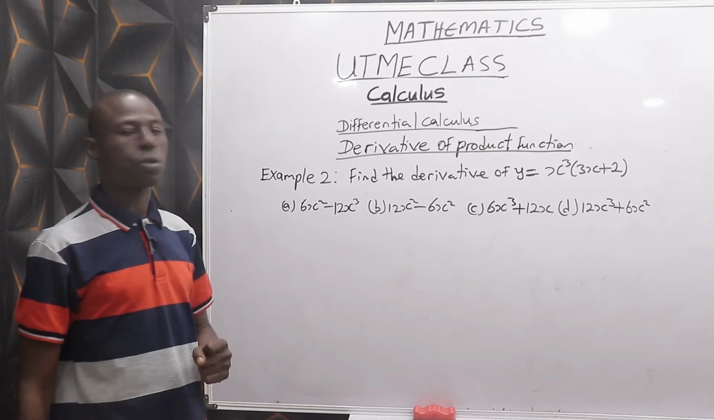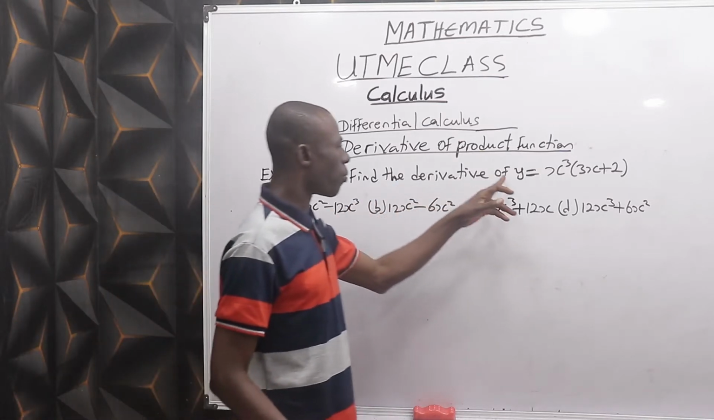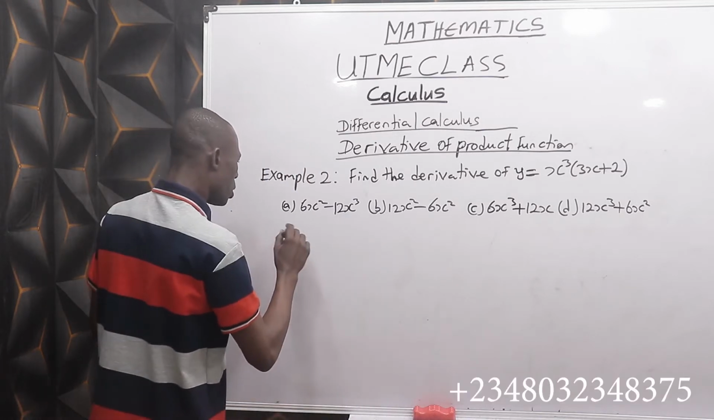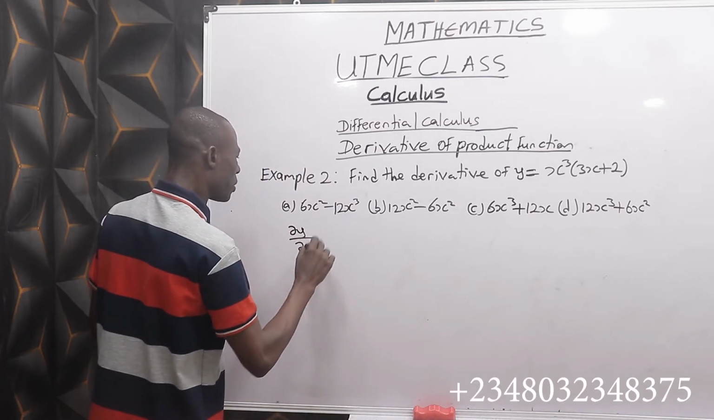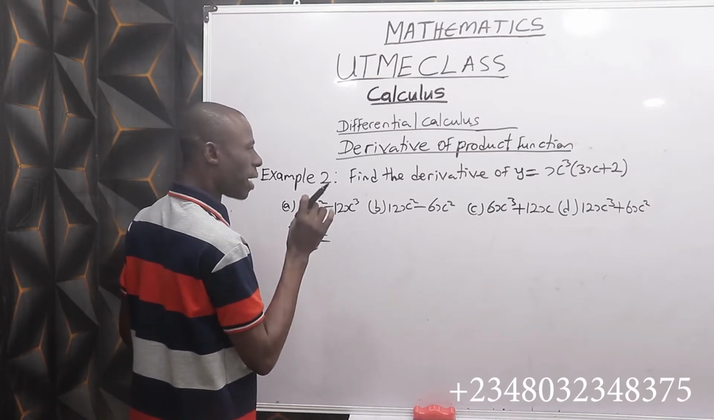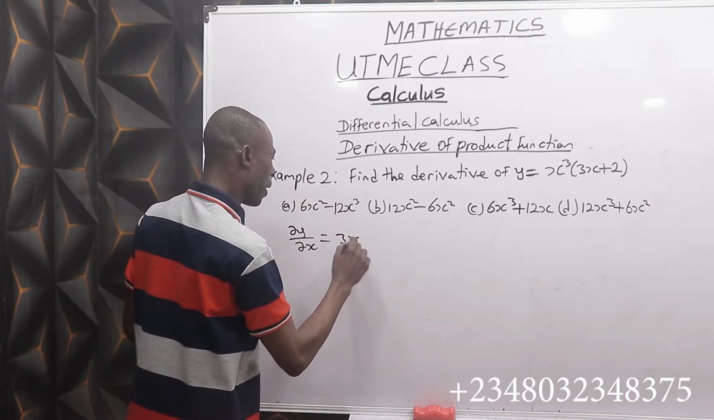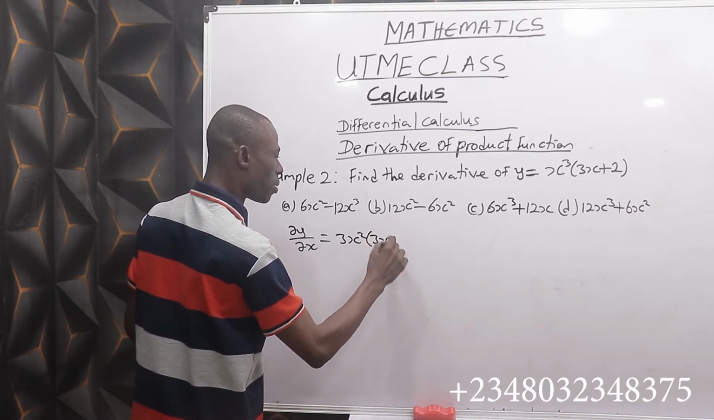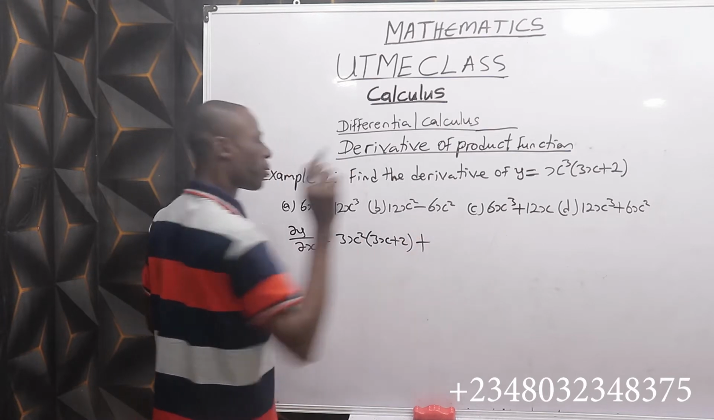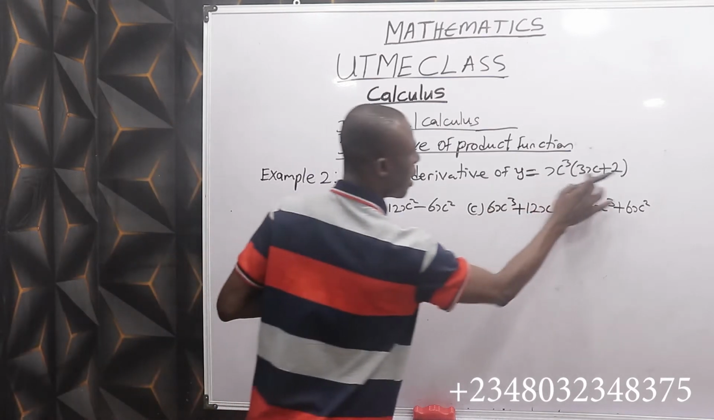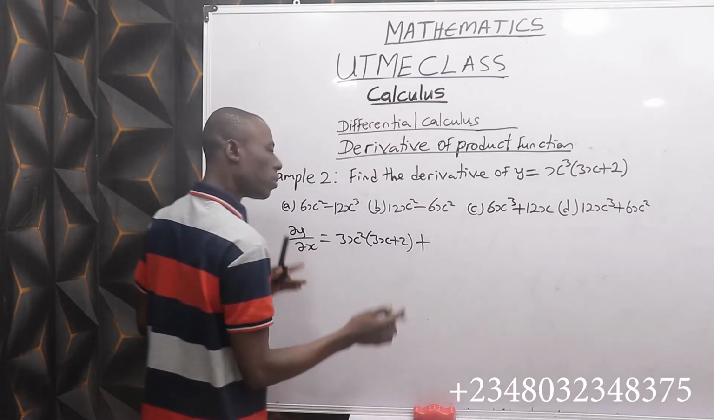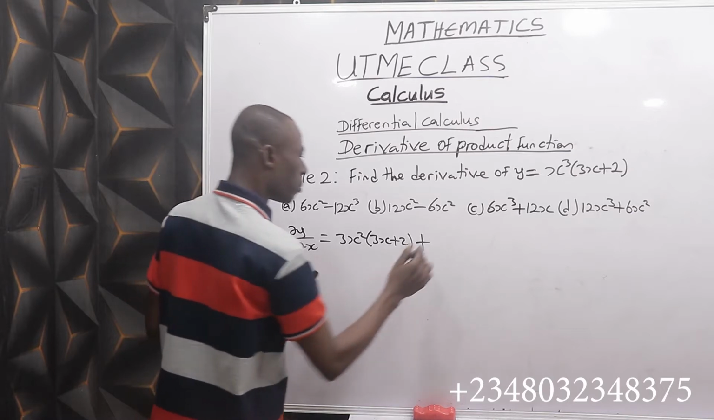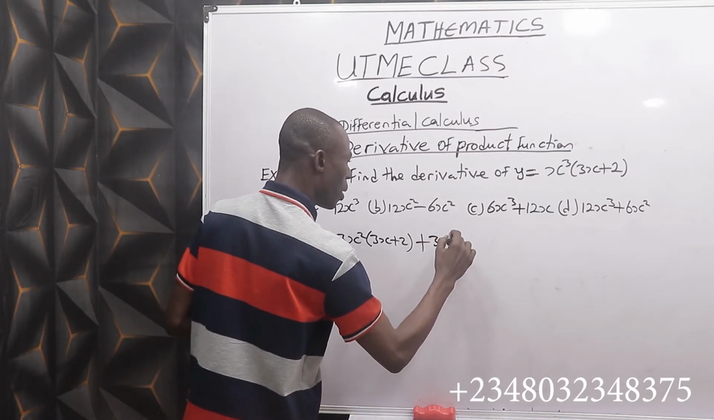Let's consider example 2. Find the derivative of y equals x raised to the power 3 into 3x plus 2. The derivative dy/dx will be, when you differentiate x raised to the power 3, you get 3x squared. Now use the result to multiply the other term, 3x plus 2, plus differentiate the other term, 3x plus 2. The result is 3. Use that 3 to multiply the first term. So we have 3x raised to the power 3.